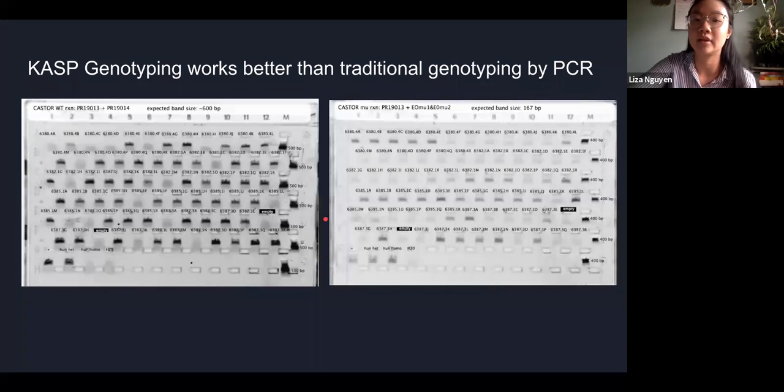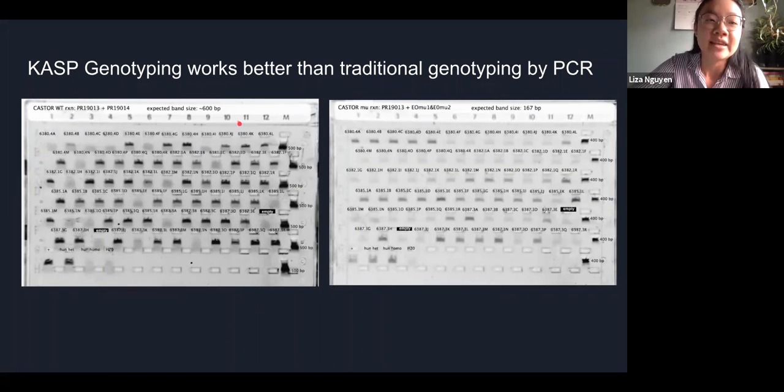So again, the traditional genotyping requires two reactions where I'm trying to detect the presence of the transposon. And one of the caveats is that I have to interpret no band without knowing whether I should not be seeing a band or whether my reaction has just failed.